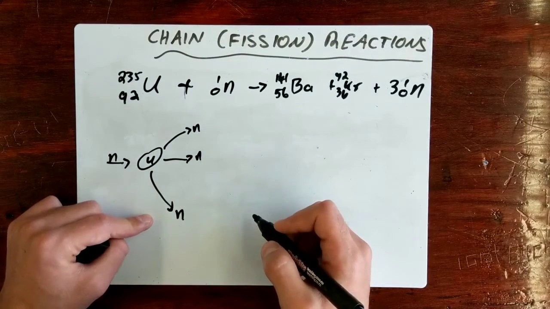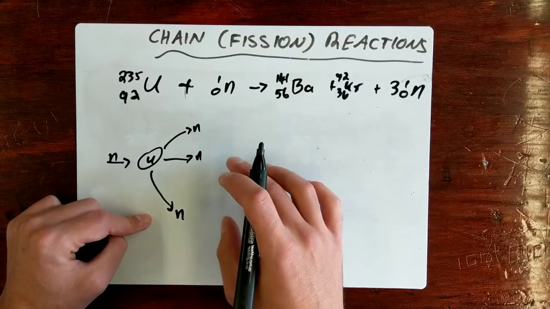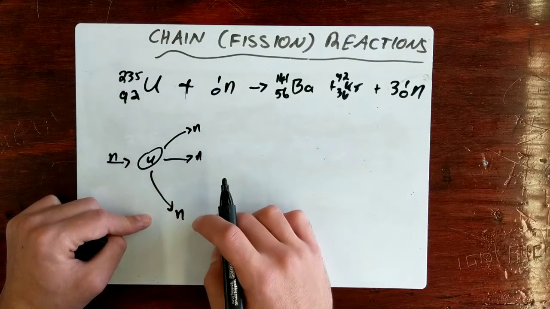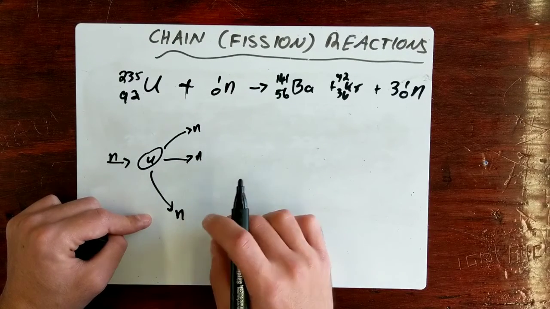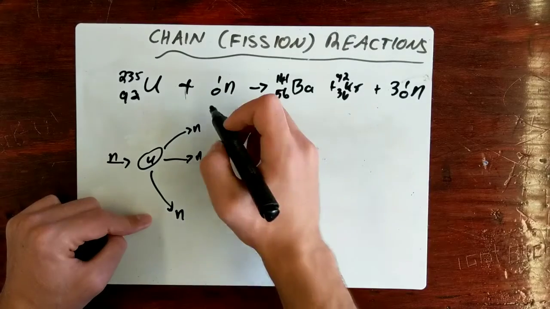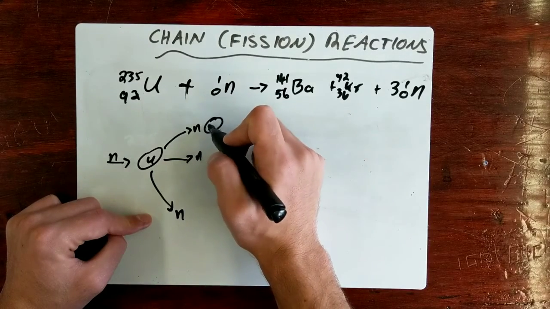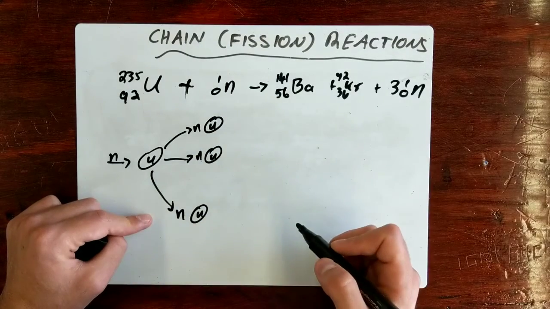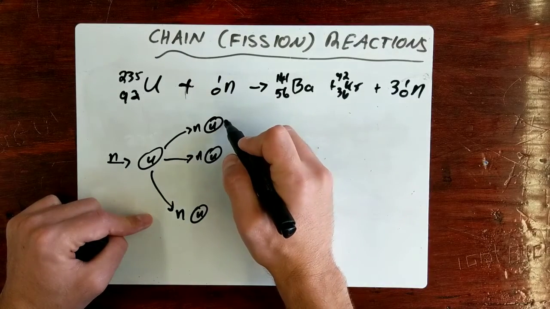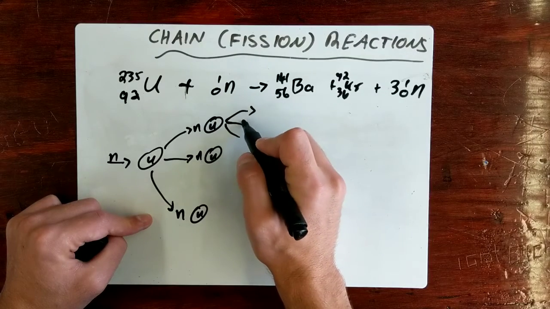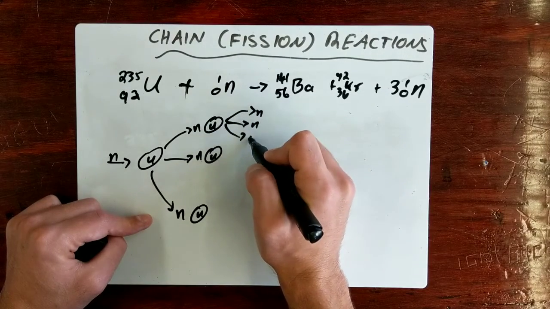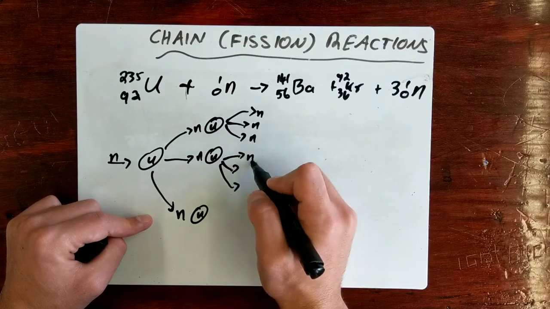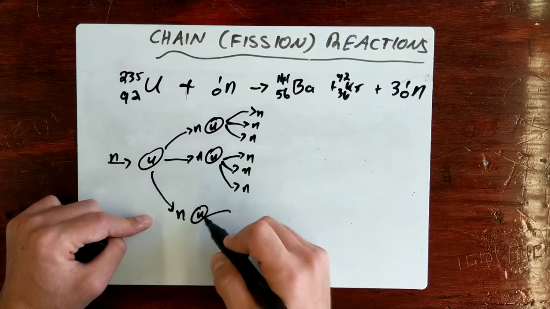Now, if I can create the conditions such that some or even all of these 3 neutrons released will be absorbed by another uranium nucleus, then each of those further 3 uranium nuclei will undergo nuclear fission themselves and release 3 more neutrons. And of course, this could continue.